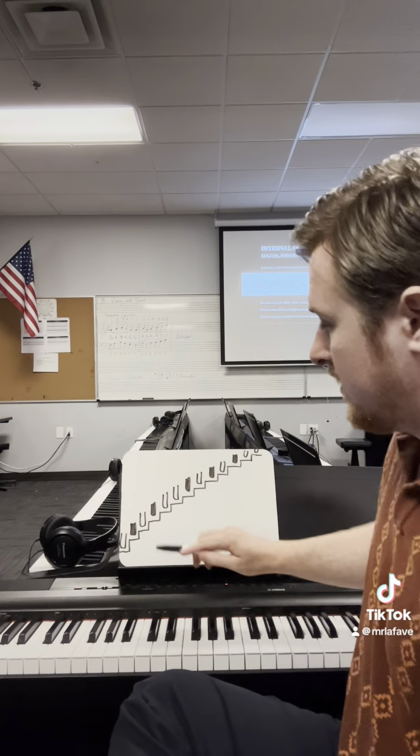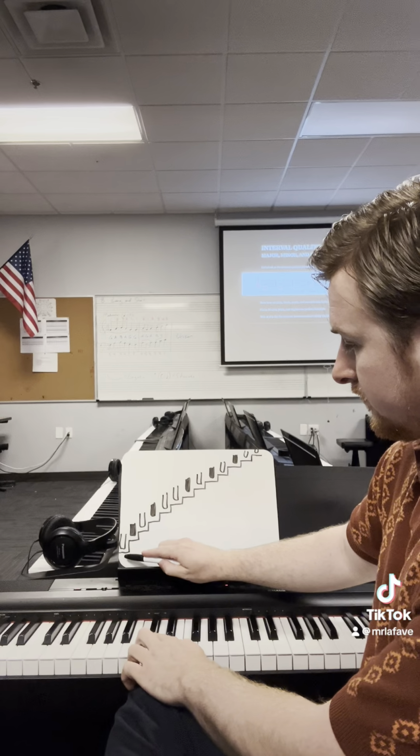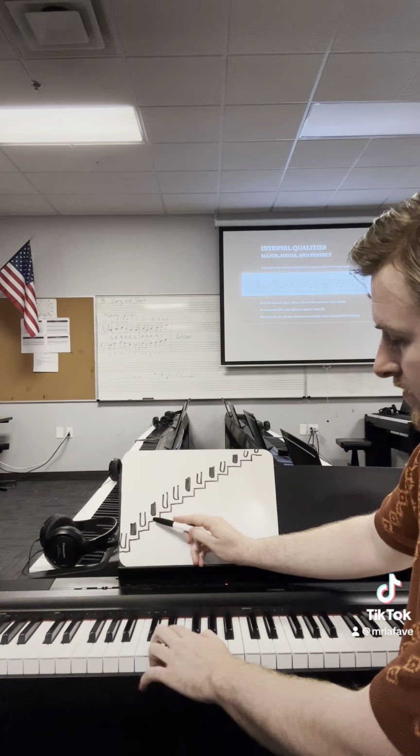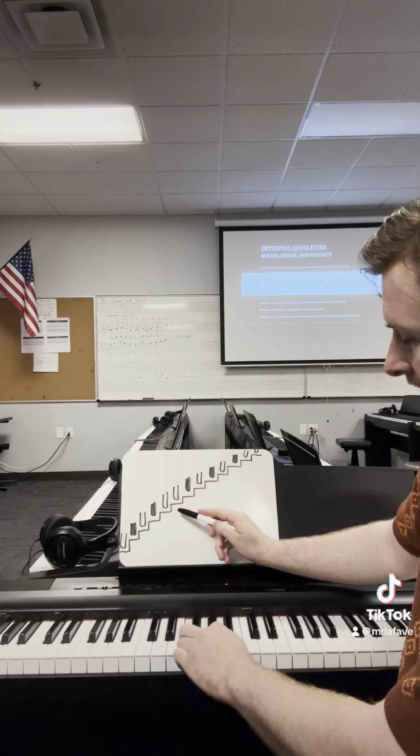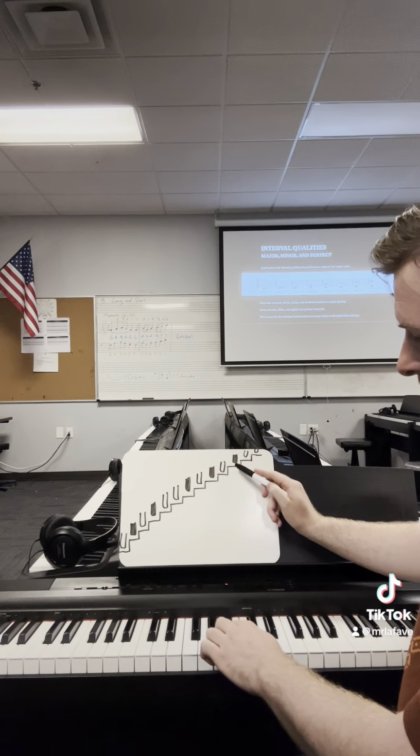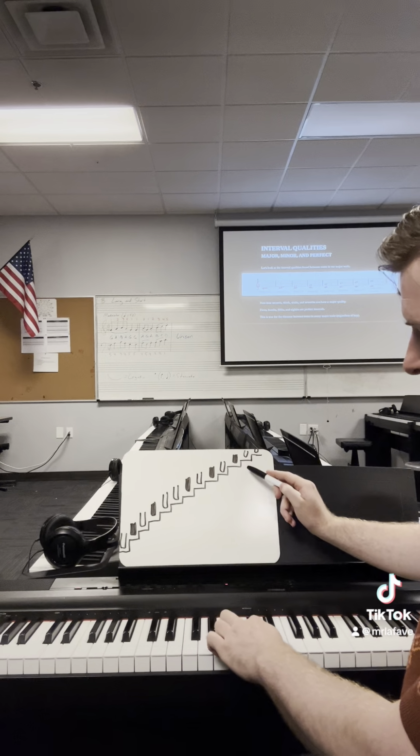Now I've labeled each step of our staircase with a different key. So this is C, the black key above it, D, black key, E, F, black key, G, black key, A, black key, B, and an octave up, C.